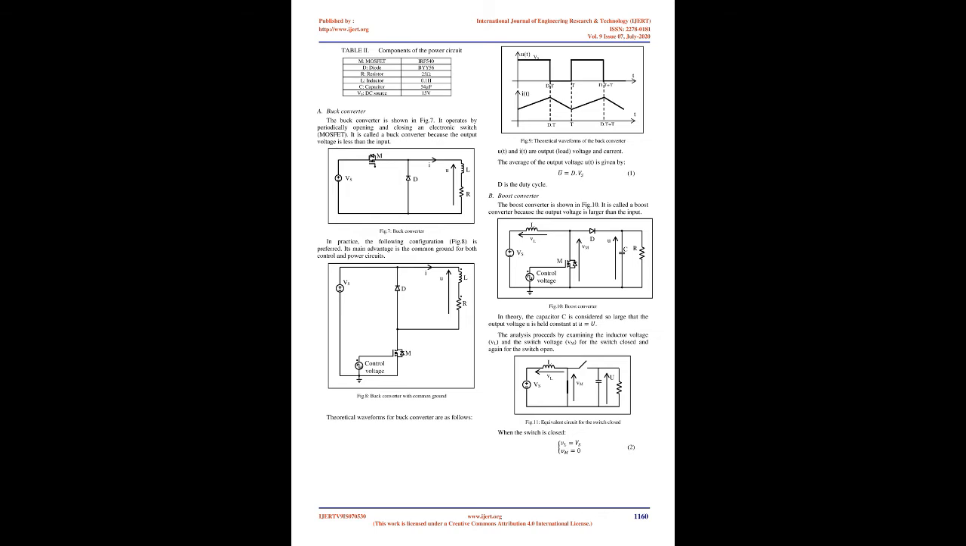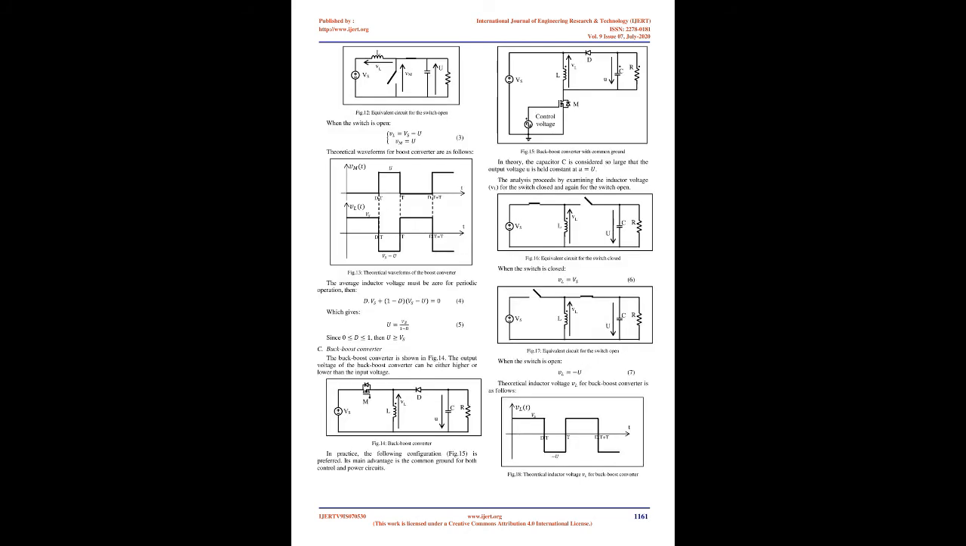Theoretical waveforms for the buck converter are as follows. u(t) and i(t) are the output, load, voltage and current. The average of the output voltage u(t) is given by U equals D times E, where D is the duty cycle. B. Boost converter. The boost converter is shown in Fig.10. It is called a boost converter because the output voltage is larger than the input. In theory, the capacitor C is considered so large that the output voltage U is held constant.